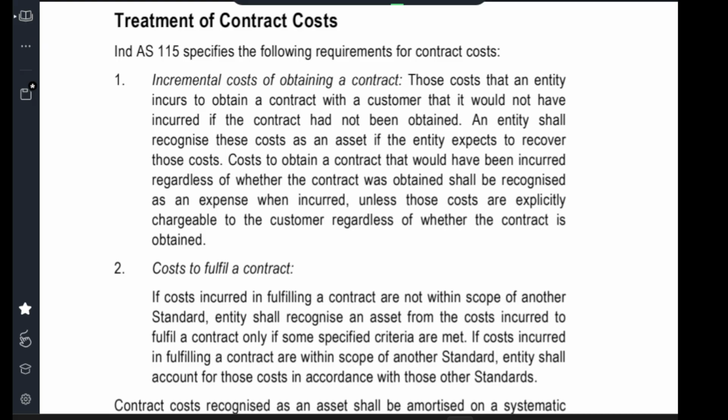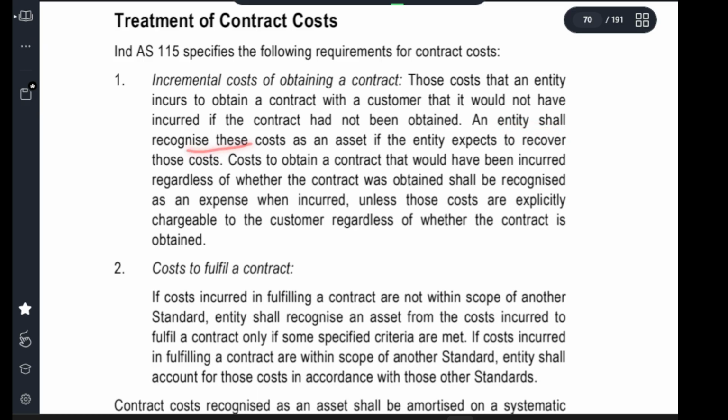The cost to obtain a contract is the cost that the entity incurs to obtain a contract with the customer that would not have been incurred if the contract had not been obtained. To get the contract, you need to incur some expenses. You need to give an auditor report, file some procedural forms, pay application money for getting the contract, and put in designs, this kind of engineering cost, for this kind of contract.